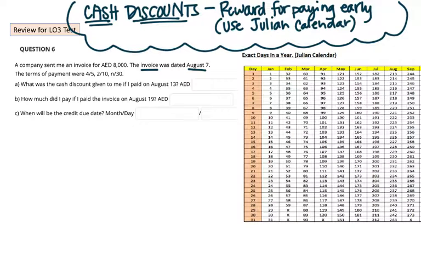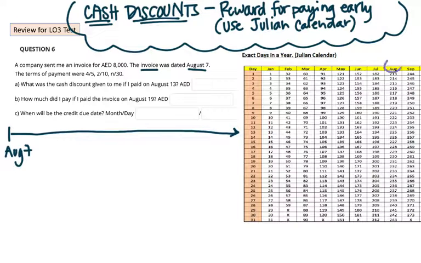The first thing I'll do is make a timeline, and I will start it on the first date of the invoice, or when we got the bill. That's August 7. Now I look on the Julian calendar for August, then I go to August 7, and I get that that is day number 219 in the year. Then I look at the terms: 4/5, 2/10, net 30. That means in the first 5 days, if I pay, I will get 4% off. If I pay after day 5, but on or before day 10, I will get 2% off.